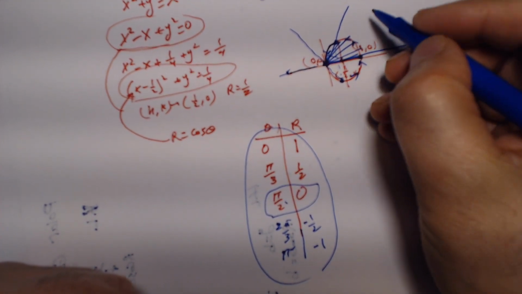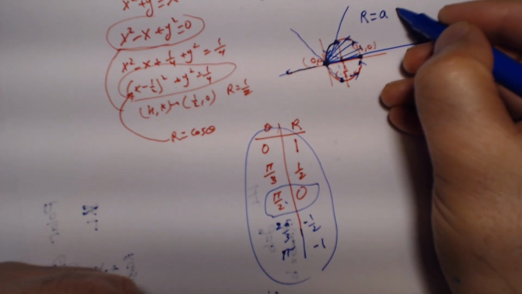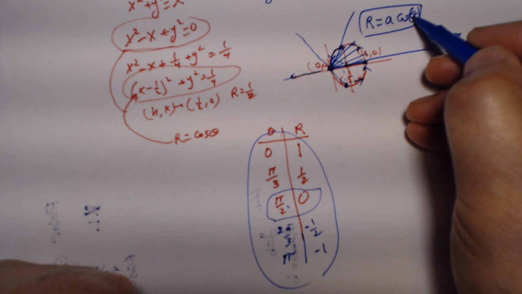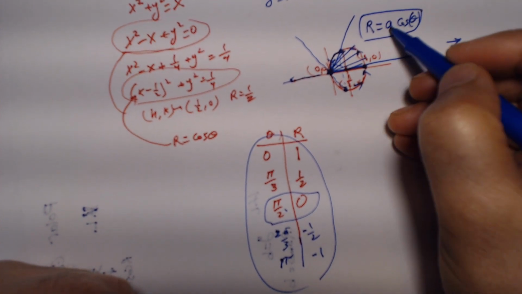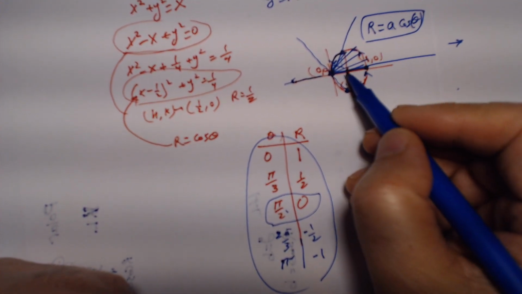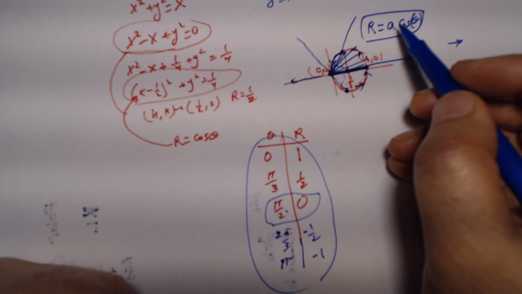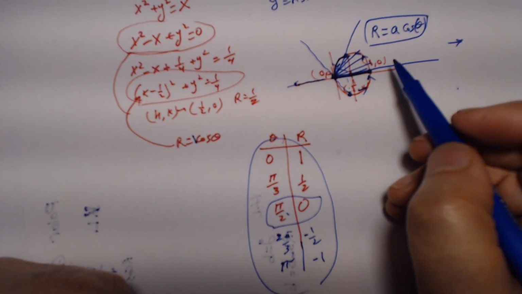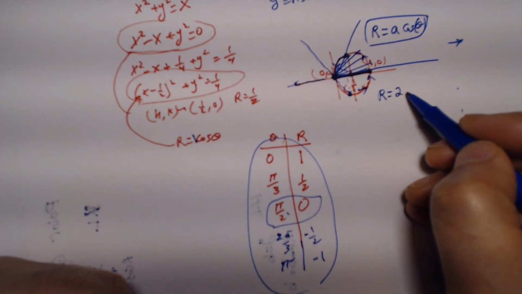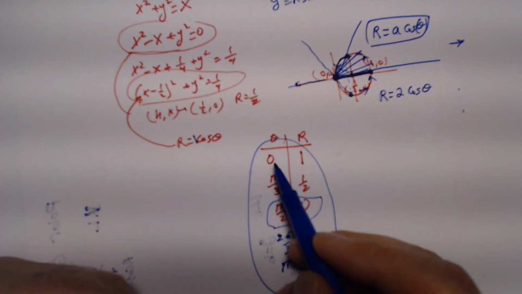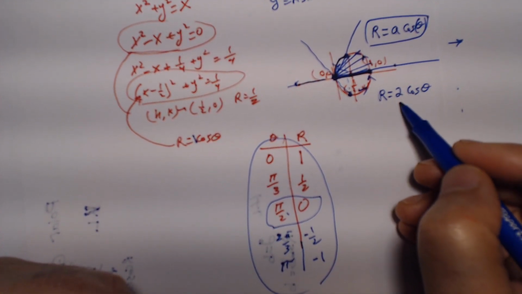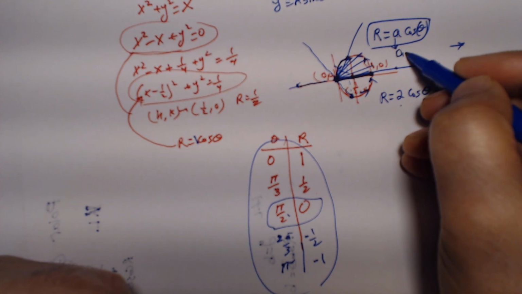Then from today you have to know r equal to a cosine theta. That's a single angle, not 2 theta, single angle, and a can be positive or negative. But whatever a is, that is your diameter. Because here your a is 1 and your diameter is 1. If I make my a 2, when the theta becomes 0, r becomes 2. Then your diameter becomes 2. Therefore, a is your diameter.